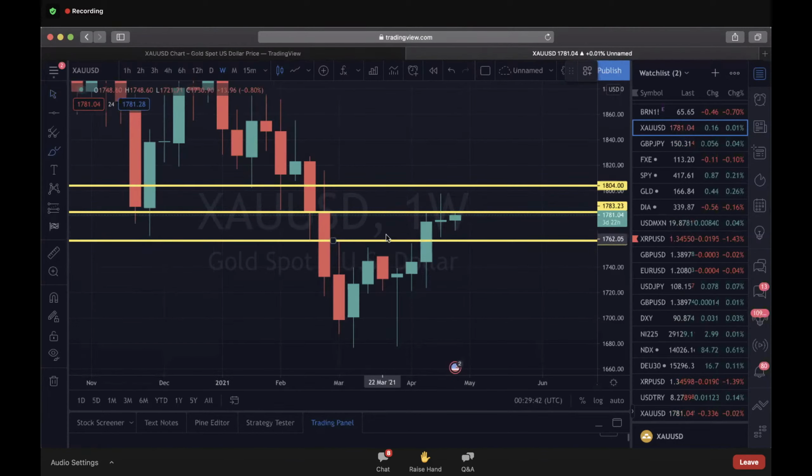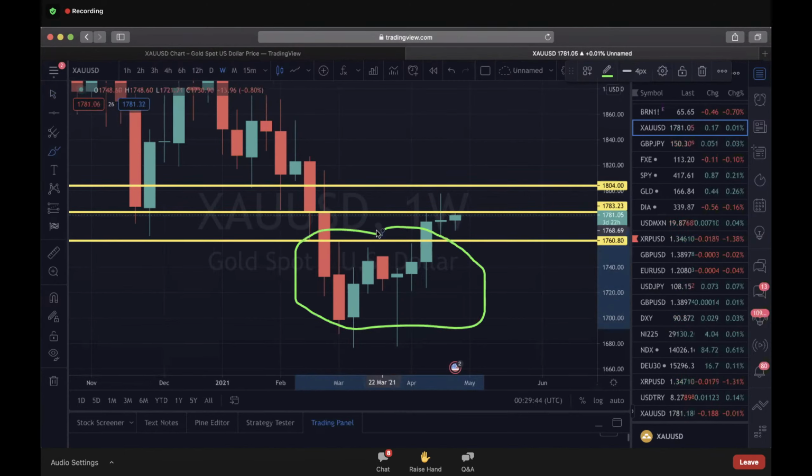The reason why I did that is because this is a consolidation form, and then price broke the top of here.